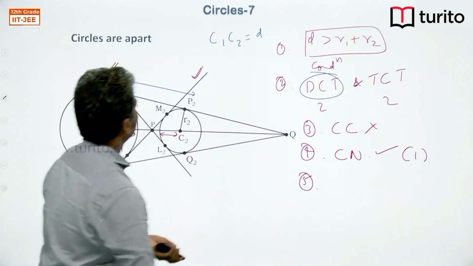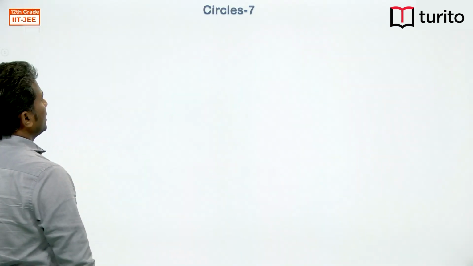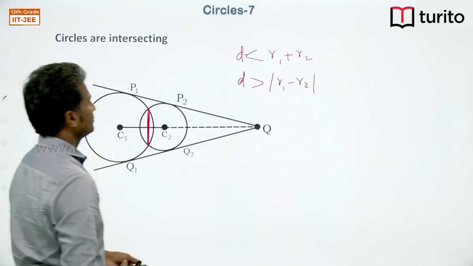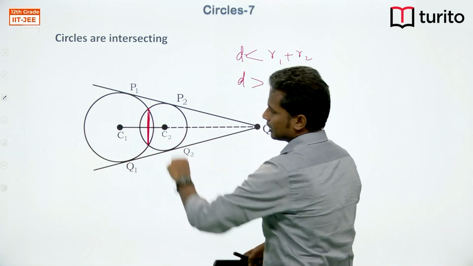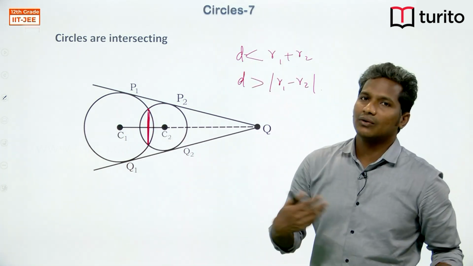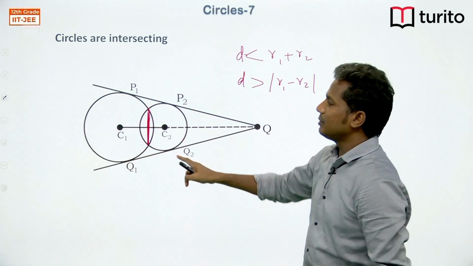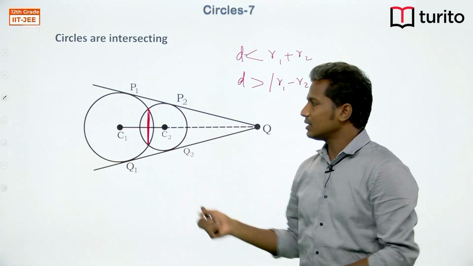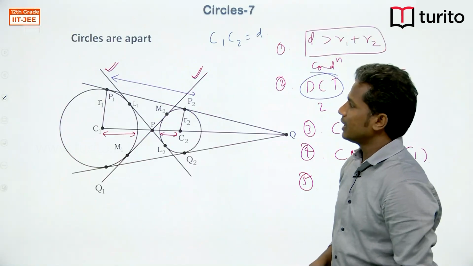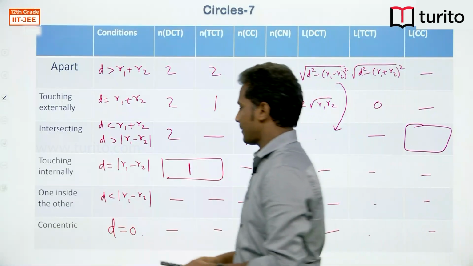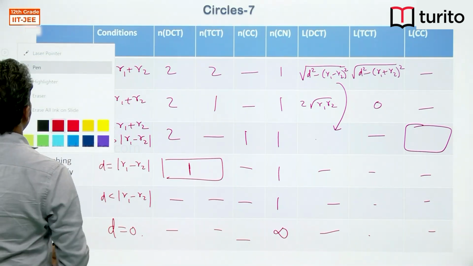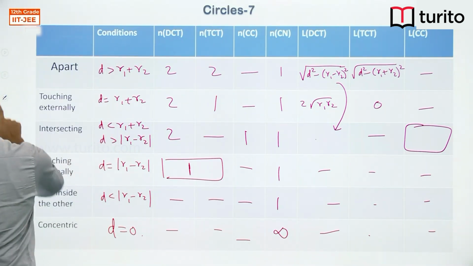Now let's say I am interested in finding the length of the common chord. I want to find the length of the common chord. Then how to find that? That we can find by finding the equation of the common chord. But for that, let me just go back to the table and explain the equations. Now let me take a different color here. I'll take blue.